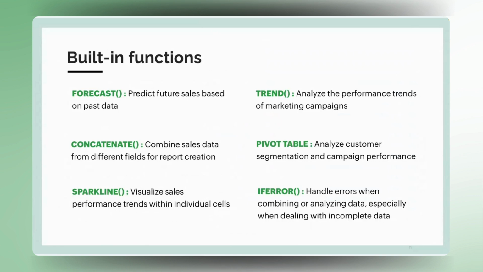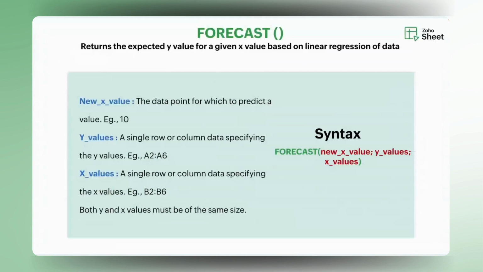Now, let's see an example using some of the functions that you just explained. We'll start with the forecast function. So this predicts the expected y value for a given x value based on the linear regression of your data. So here is the syntax. The function forecast, then you'll be providing the target value, that is the new x value. Then we have the y values and the x values.